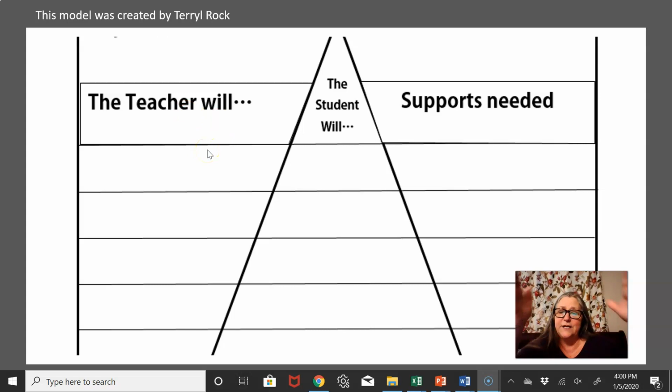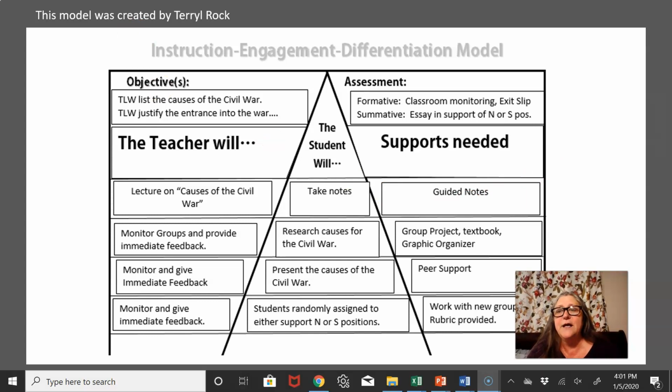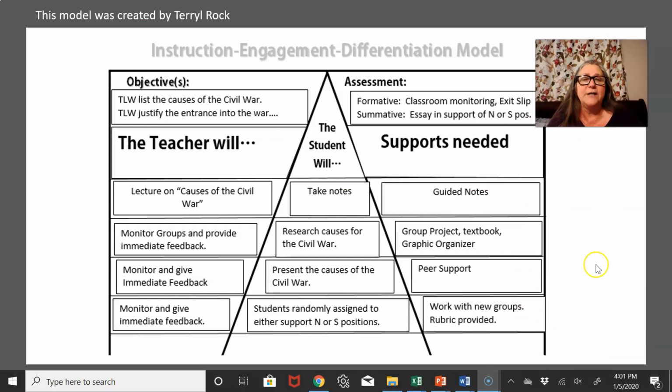So again, the teacher has more responsibility toward the lesson, at the same time more responsibility toward adding supports. And here's what it looks like when you fill it in. This is what I call my instruction engagement differentiation model. If you were to use this model, you would write your objective here, and then you identify the assessment. And how do you get there?